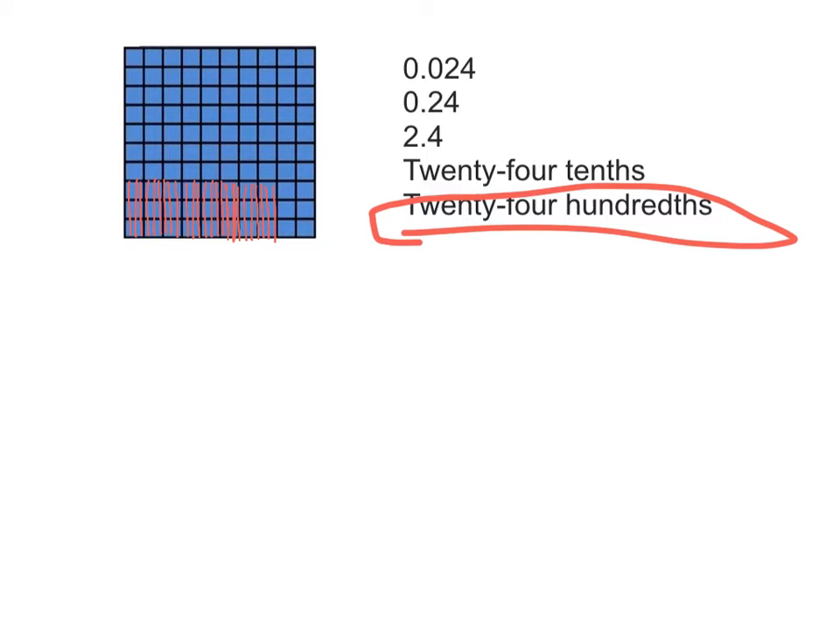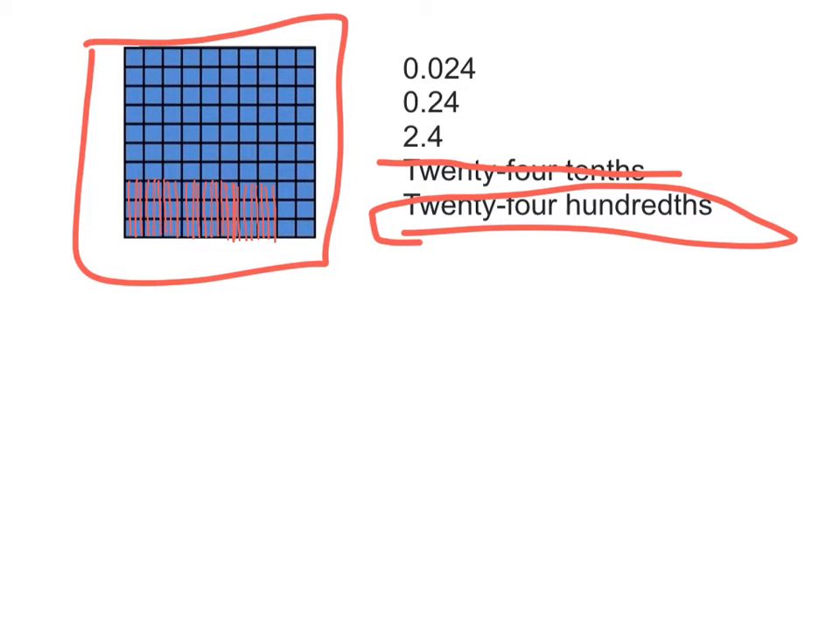This other one says 24 tenths. 24 tenths is actually over one whole number, so that one would not be correct. The one right above it, the 2.4, would not be correct because we would need two of these completely shaded in and then some.